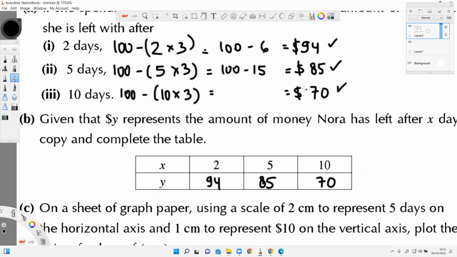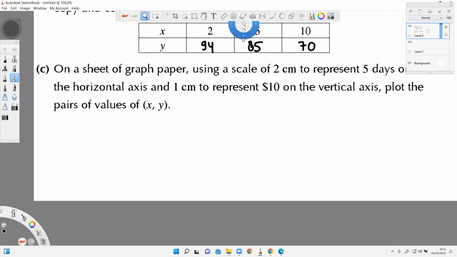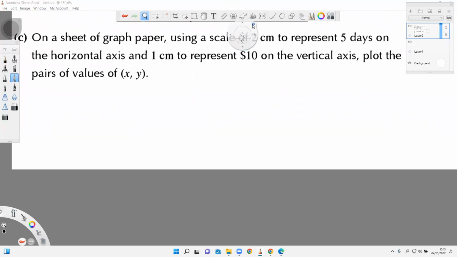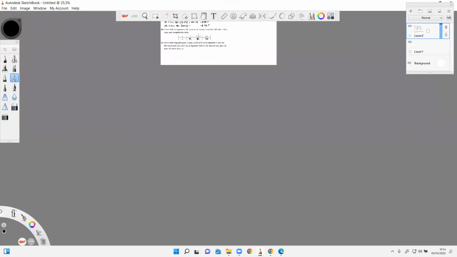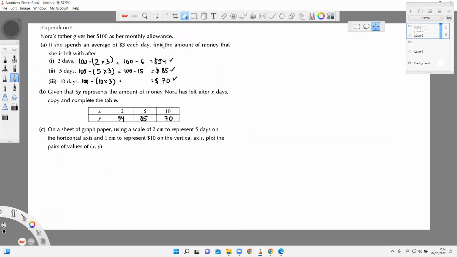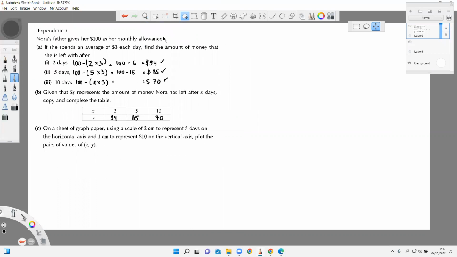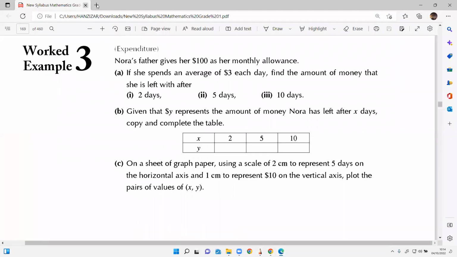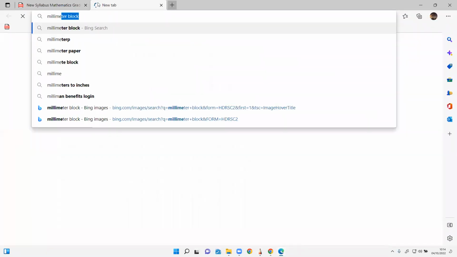Okay. Now on a sheet of graph paper, look at question C. You can see it in your book as well if you cannot see this properly. Using a scale of 2 cm to represent 5 days on the horizontal axis, and 1 cm to represent $10 on the vertical axis, plot the pairs of values. So how do you plot the pairs of values of the money? I will make this a bit zoomed out, shrink it a bit, and put the millimeter block on the right side.